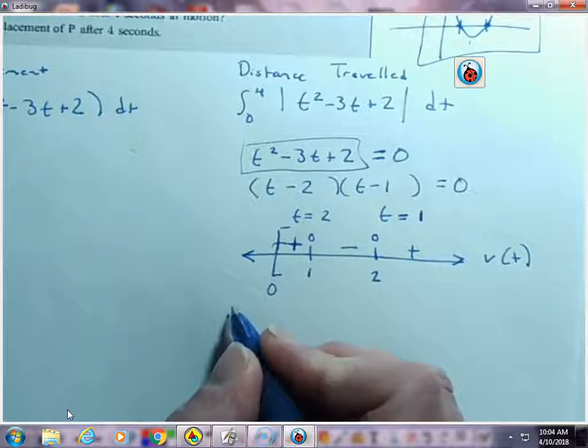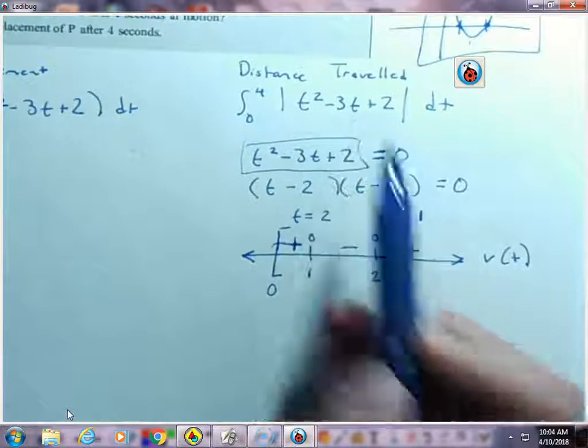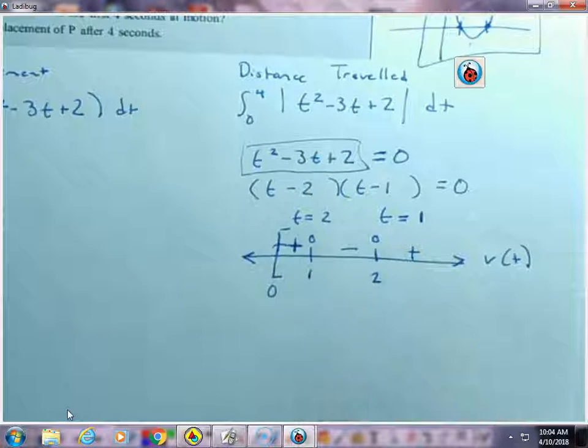For distance traveled. In other words, how am I going to find this absolute value? Where am I dividing it up? Which parts am I adding? Which parts am I subtracting?